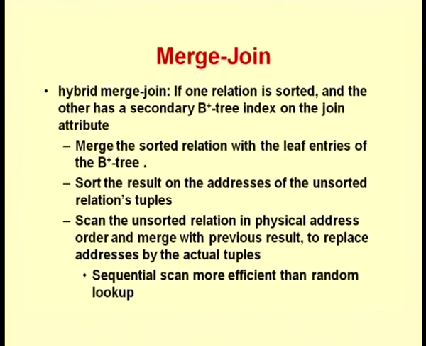Then you have something called a hybrid merge join. Here, if one relation is sorted and the other has a secondary B plus tree index on the join attribute, merge the sorted relation with the leaf entries of the B plus tree, then sort the result on the addresses of the unsorted relation's tuples. Then you scan the unsorted relation in physical address order and merge with the previous result to replace addresses with the actual tuple values. Here sequential scan is found to be more effective than random scan.